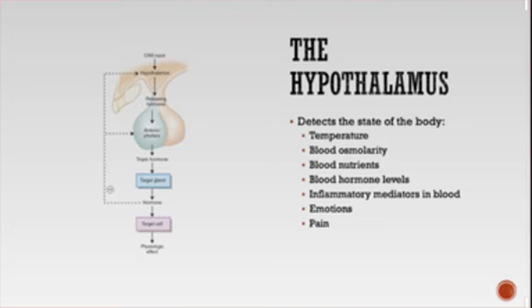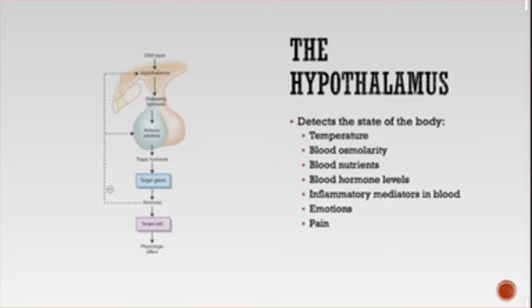So this is just an example of their feedback mechanism, right? The CNS gives some input to the hypothalamus. The hypothalamus is going to release a hormone that's going to travel to the anterior pituitary. The anterior pituitary is going to release a hormone, and that hormone will go to the target gland. The target gland will secrete a hormone. It'll go to the target cell, and then you have the physiologic effect.